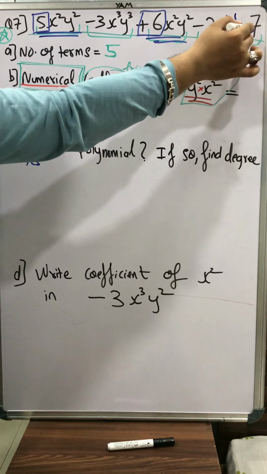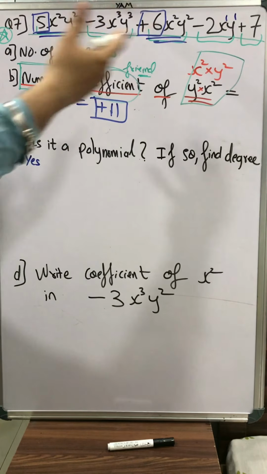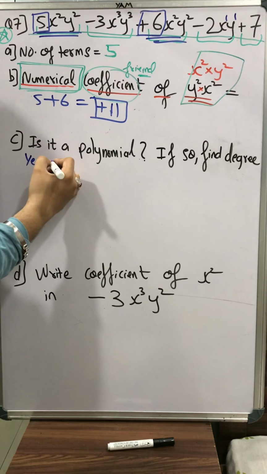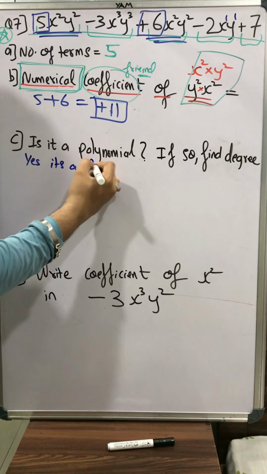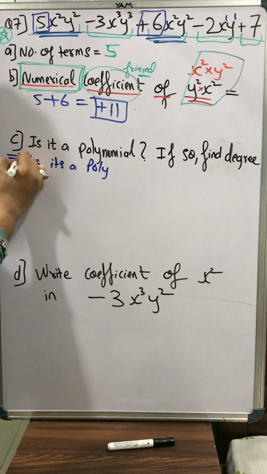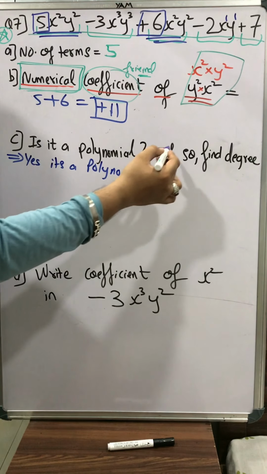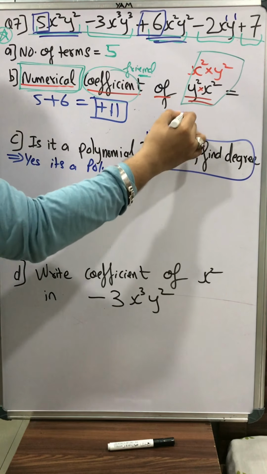Nothing, no variables, that means power is 0. So all powers are positive integers. So yes, this is my first answer: polynomial. If so, find the degree.